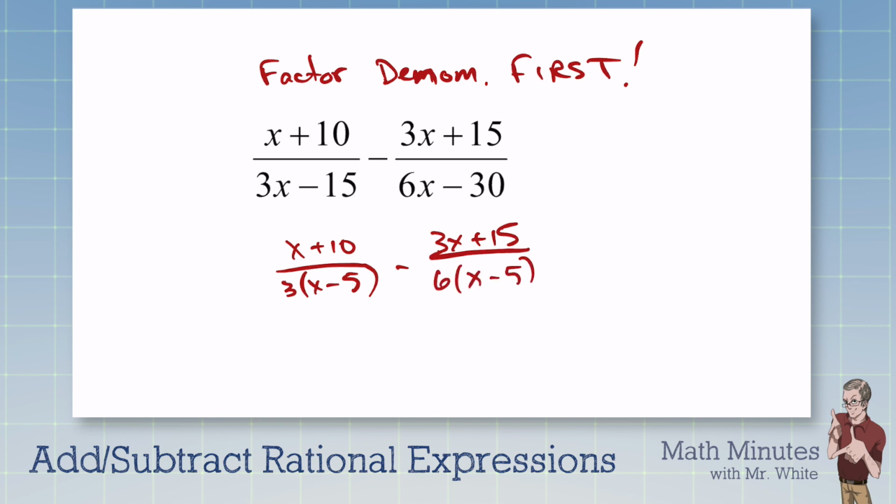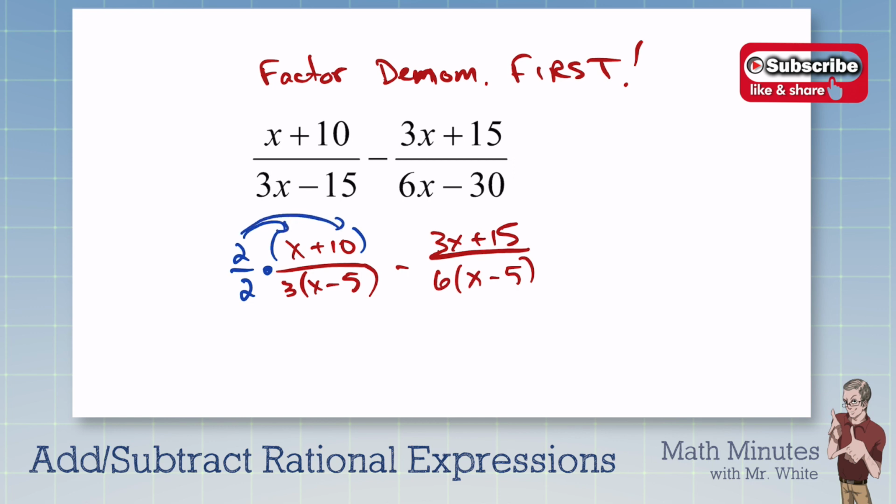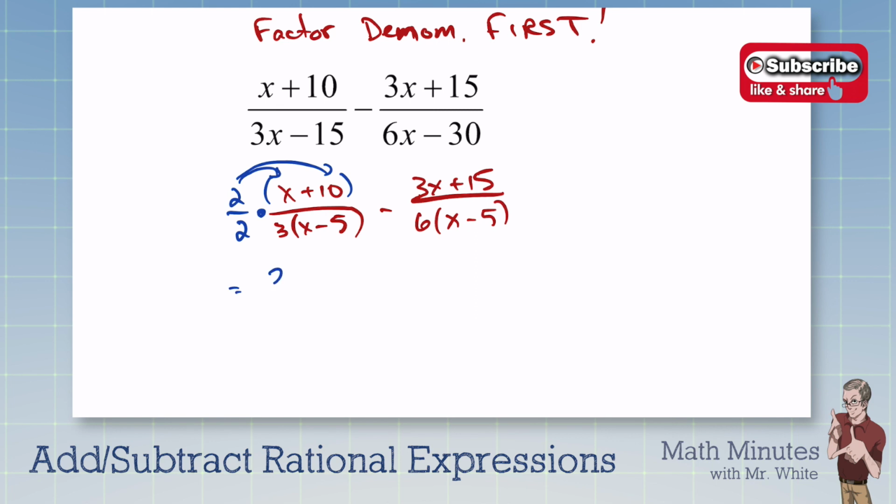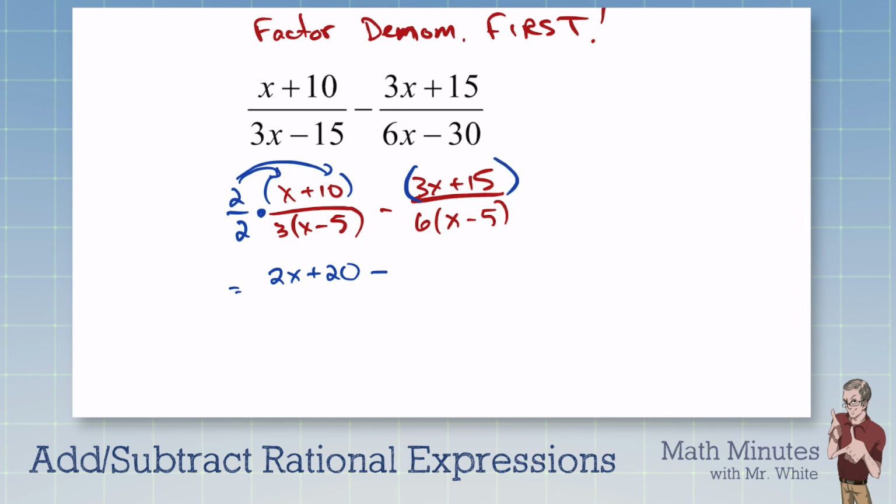Oh my goodness, look at that. They're actually pretty similar. They both have an x minus 5 already, but this one has a 6, this only has a 3. So what do we do? We multiply the first fraction by 2 over 2 to upgrade it. Now don't forget, we will have to distribute here on the next step. So let's do that. We get 2x plus 20 minus, now don't forget, there's invisible parentheses around there, so we have to subtract the quantity 3x plus 15 all over the common denominator.